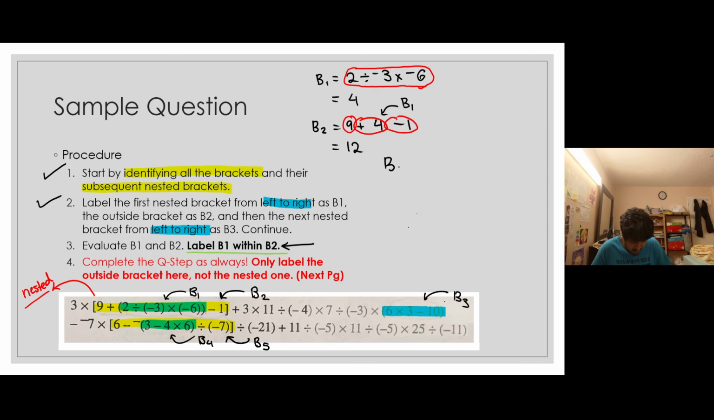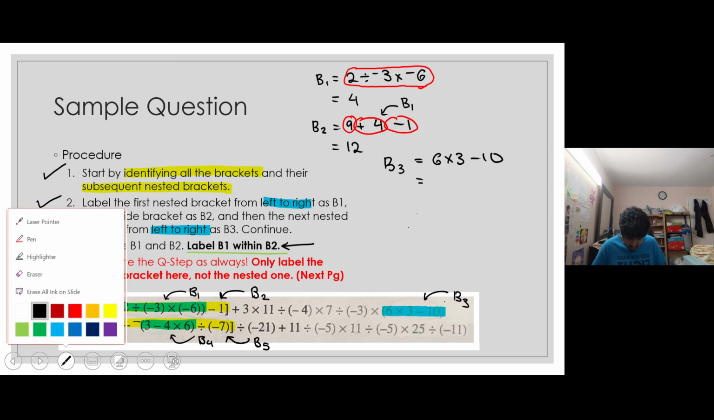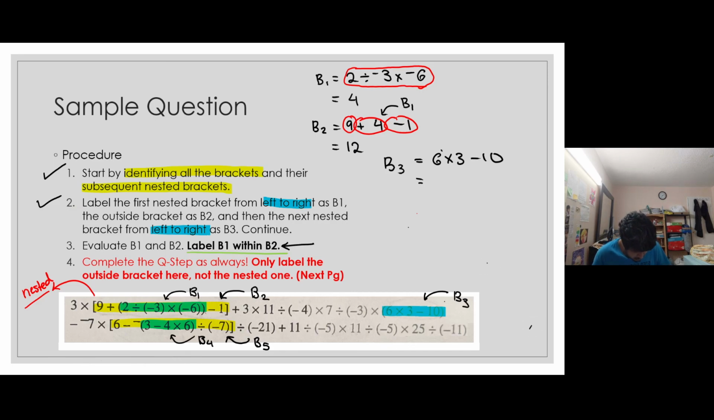For B3, B3 is actually one of the easier ones. B3 is you just write it as you see it. 6 times 3 minus 10. Go ahead and circle now. 6 times 3, as we know, is 18, and 18 minus 10 is equal to 8. Okay, so B1 we've got, B2 we've got, B3 we've got.